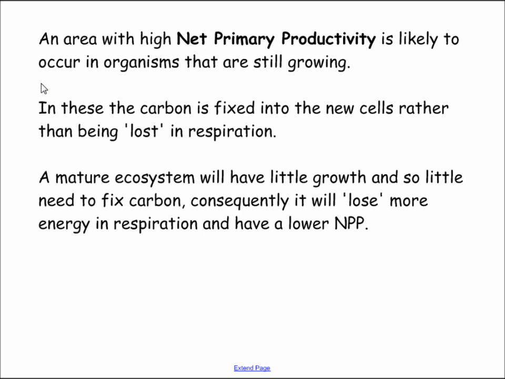An area with high net primary productivity, i.e. one that passes a lot of energy to the next trophic level, is likely to occur in organisms that are still growing. In these, the carbon is fixed into new cells rather than being lost in respiration, and that means that there is more energy to transfer to the next trophic level. A mature ecosystem will have little growth, and so that's going to fix less carbon, and so it's going to lose more energy in respiration and will have less energy to pass on to the next trophic level.